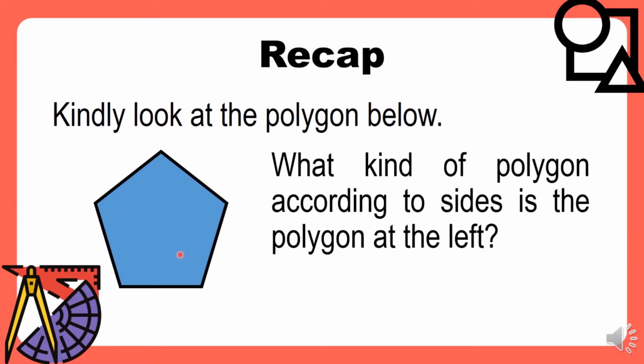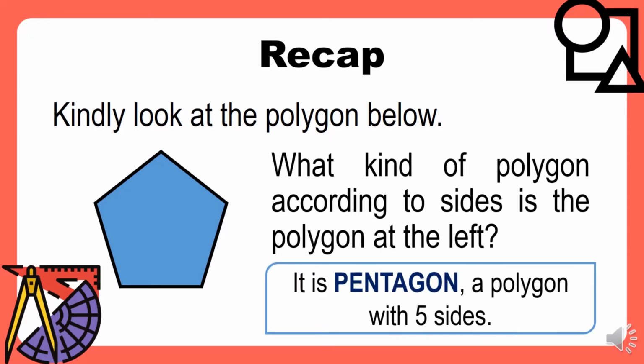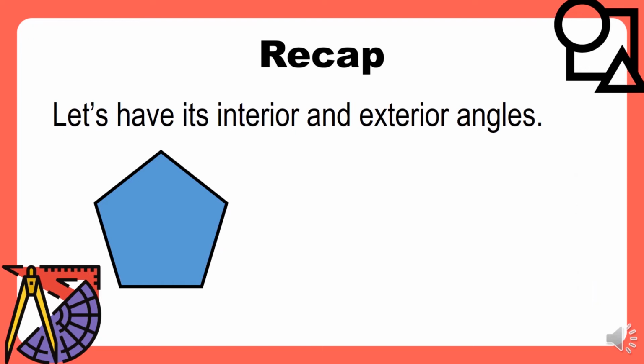What kind of polygon according to sides is the polygon at the left? Very good. It is a pentagon, or a polygon with 5 sides. Let's look at its interior and exterior angles. Can you remember where is the interior angle and where is the exterior angle? Very good. This is the interior angle, the angle inside the polygon, and this is the exterior angle, the angle formed outside the polygon when we extend one of its sides.